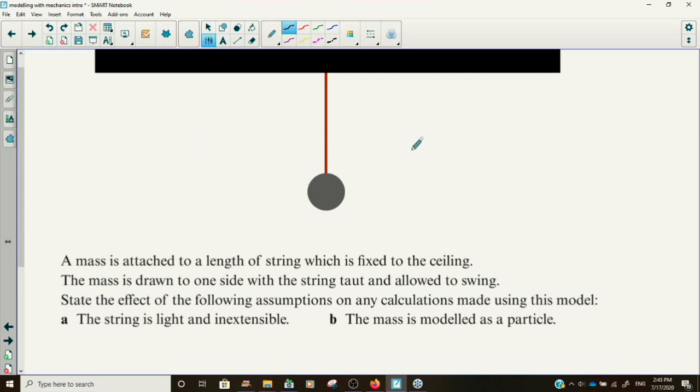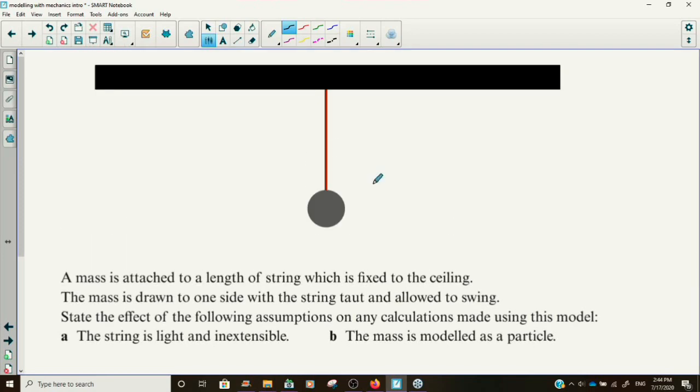For part B, modelling the mass as a particle, essentially what that means is that any forces acting on the particle just act at one point. So the tension is acting directly upwards from a single point, and the weight of the object is acting downwards, again from a single point. And essentially there'll be no rotation of this object. If you have forces acting at a point, they can't rotate the object. So a couple of things to consider there.